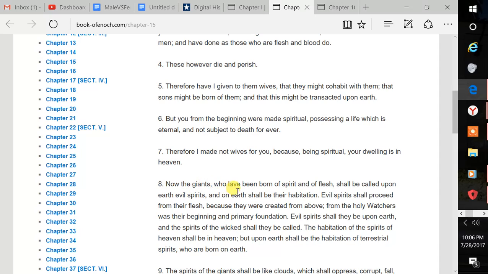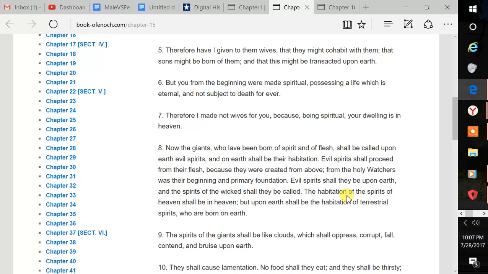It says, now the giants who have been born of spirit and flesh shall be called evil spirits, and on earth shall be their habitation. Evil spirits shall proceed from their flesh, because they were created from above. From the holy watchers was their beginning and primary foundation. Evil spirits shall they be upon earth, and the spirits of the wicked shall they be called. The habitation of the spirits of heaven shall be in heaven, but upon earth shall be the habitation of terrestrial spirits who are born on earth.